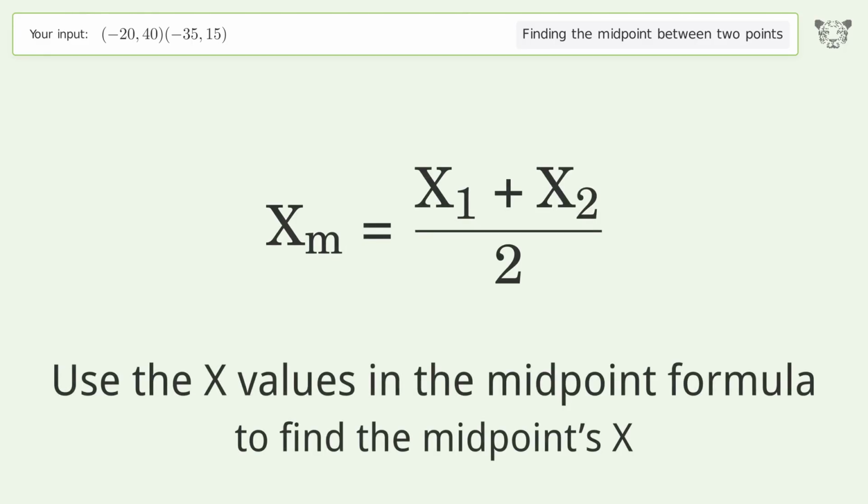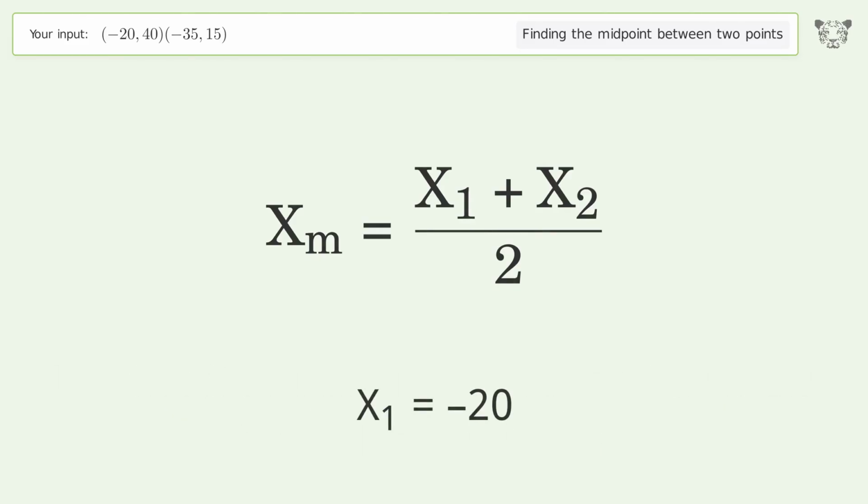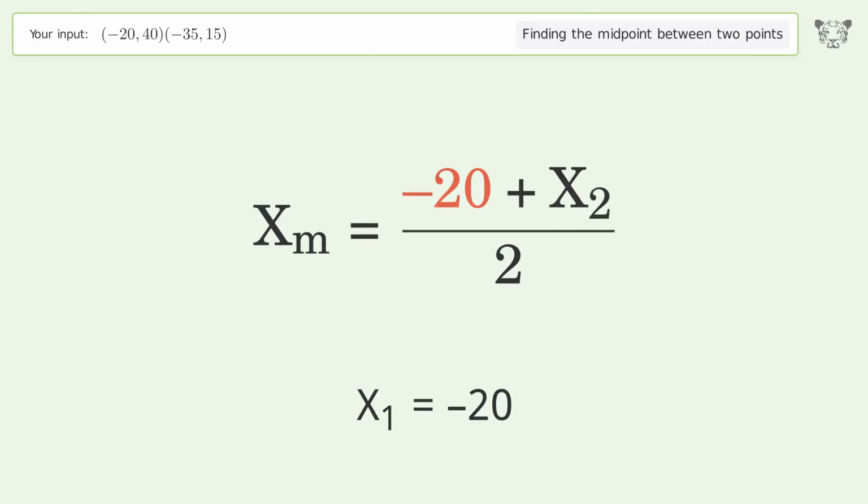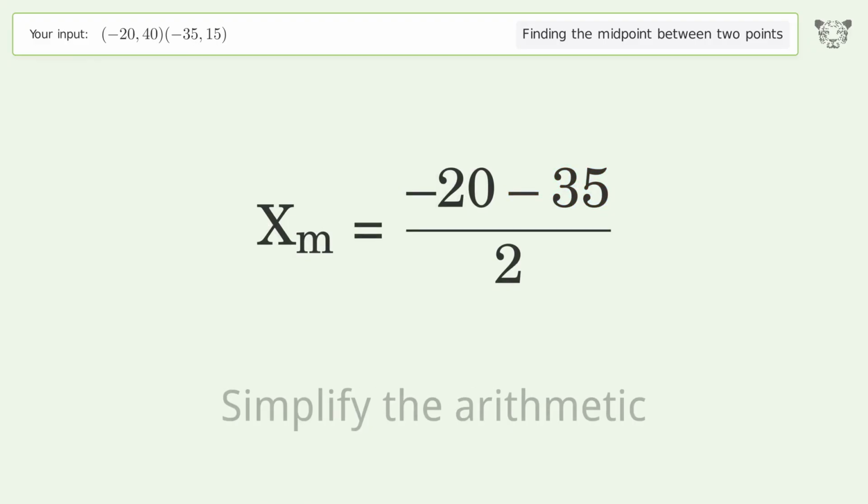Use the x values in the midpoint formula to find the midpoint's x. x1 equals negative 20. x2 equals negative 35. Simplify the arithmetic.